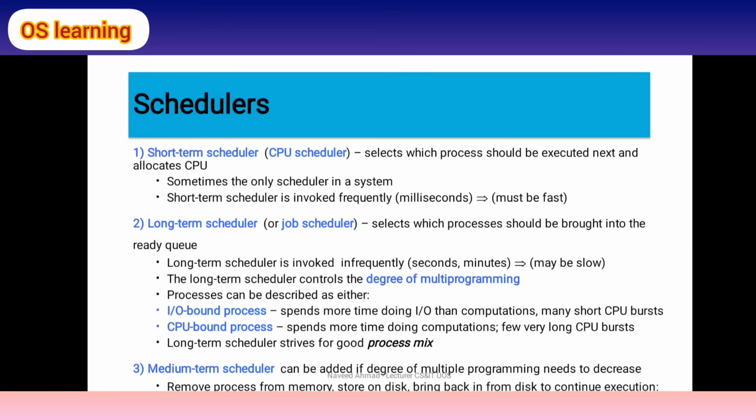First we discussed the short-term scheduler, which is invoked frequently and must be fast. Then the long-term scheduler, also known as the job scheduler, which controls the degree of multiprogramming and is invoked in seconds or minutes. It deals with two kinds of processes, I/O-bound and CPU-bound. The medium-term scheduler can be added when the degree of multiprogramming needs to decrease.